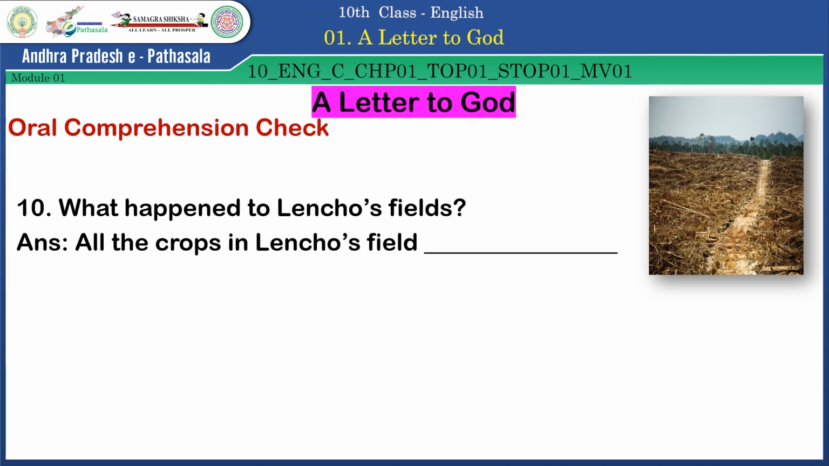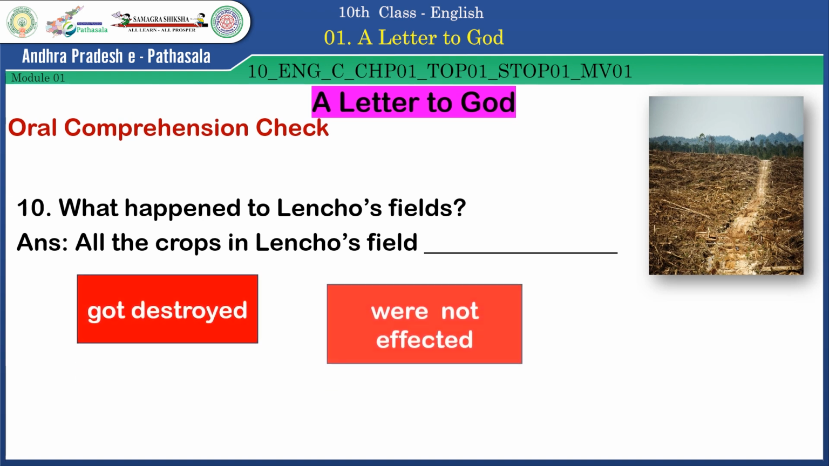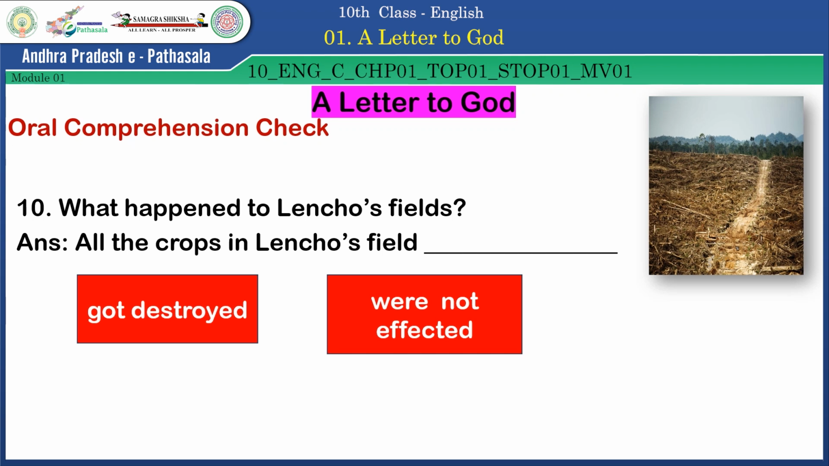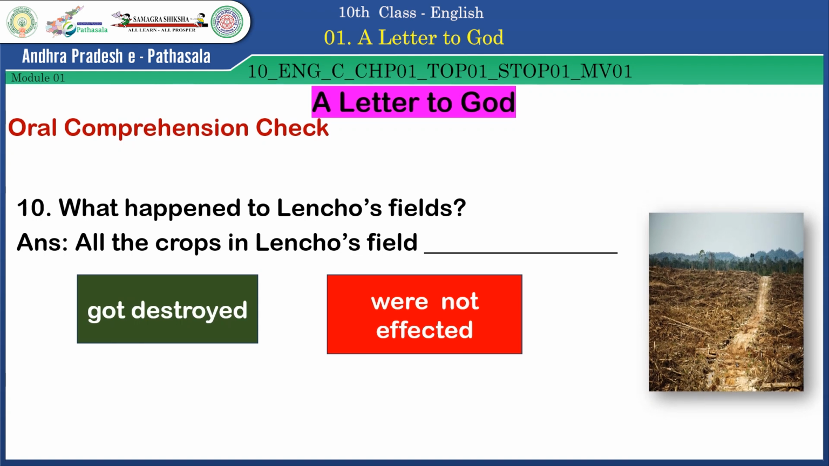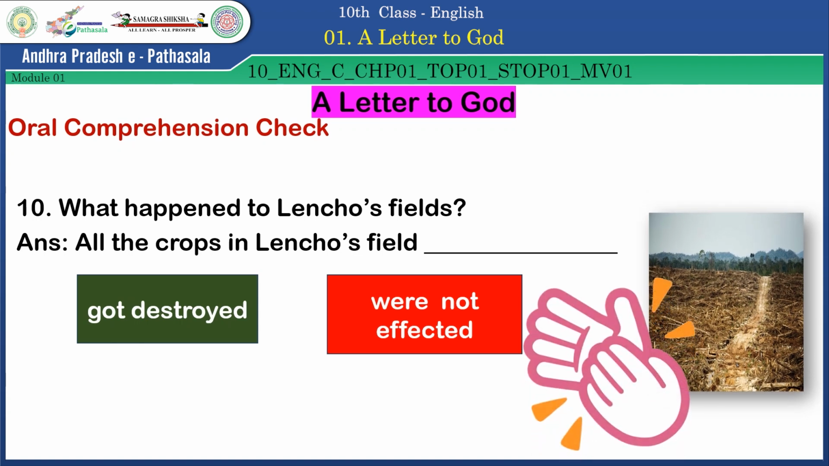What happened to Lencho's field? Answer: all the crops in Lencho's field dash. The options given are got destroyed, were not affected. What's the right answer? Yes, all the crops in Lencho's field got destroyed. Here is a clap for you.